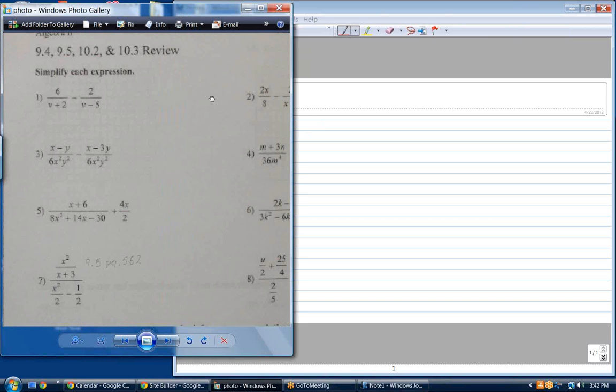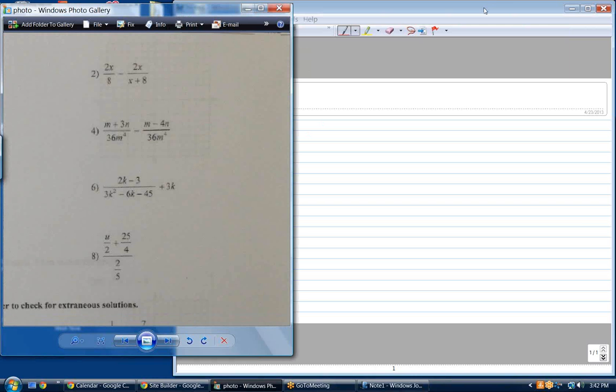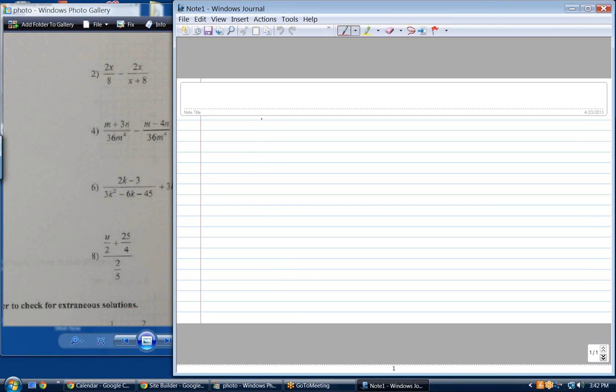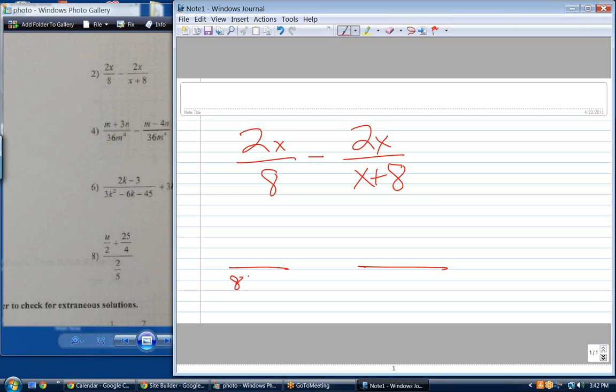Okay, let's look at number 2. So in this case, we have 2x over 8 minus 2x over x plus 8. What's the common denominator going to be? X plus 8 times 8. It's the product of the two. So I have to have an 8 times an x plus 8 as my common denominator.